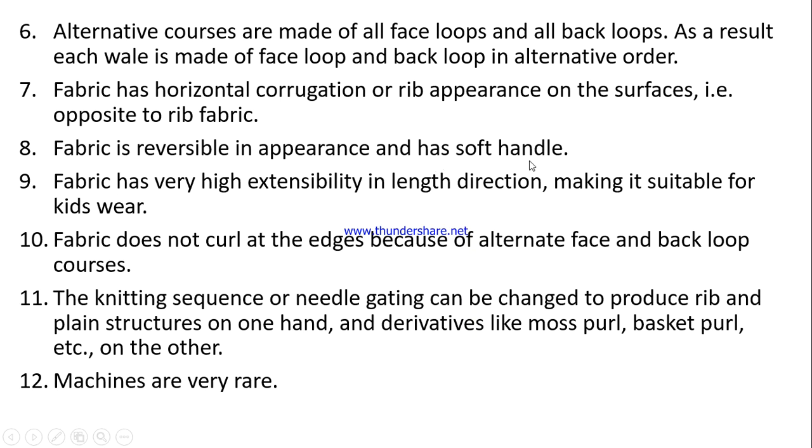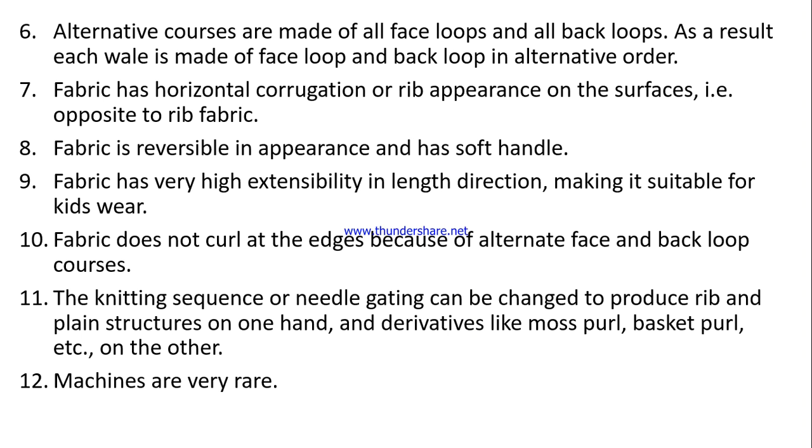The fabric is reversible in appearance because on both front and back the appearance is the same, and very soft in handle because of the high extensibility, and there is a series of loops which are present in a course. So the fabrics are very soft and bulky. Fabric has very high extensibility in length direction because there is the alternation of the course.